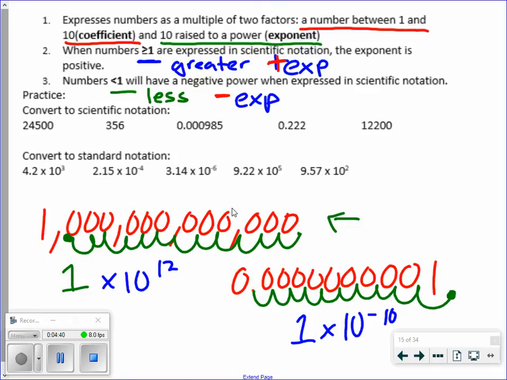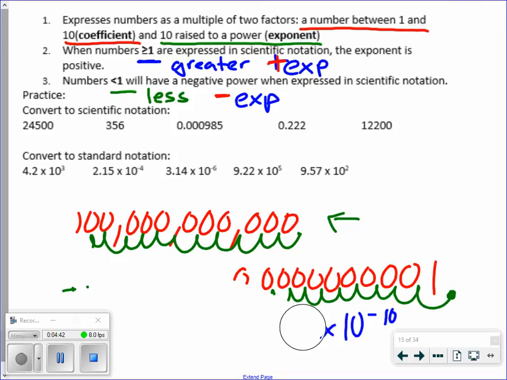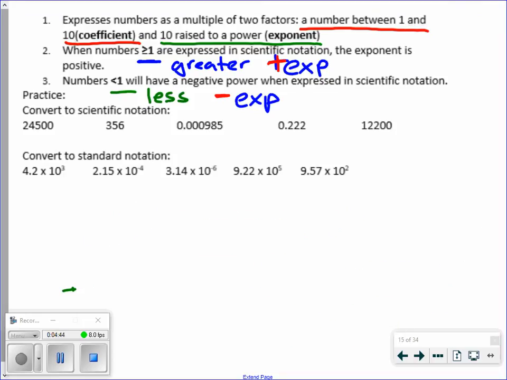All right, so let's look at this first one. All right, we got 24,500. All right, Jake, where do you want to put the decimal?